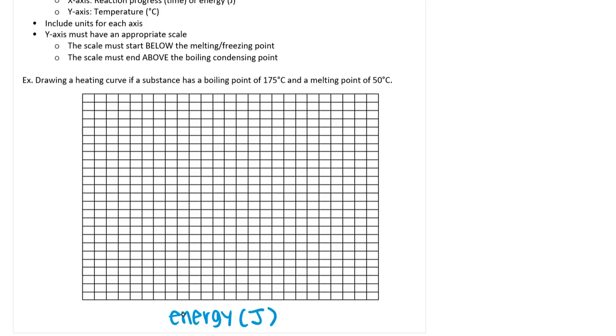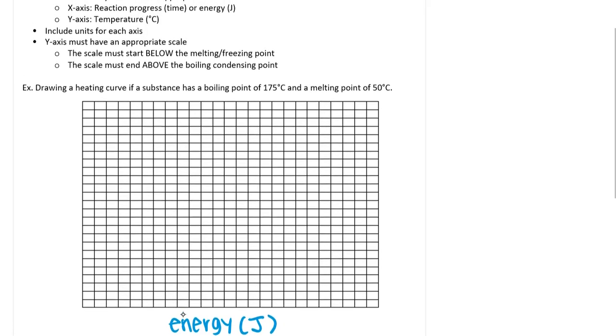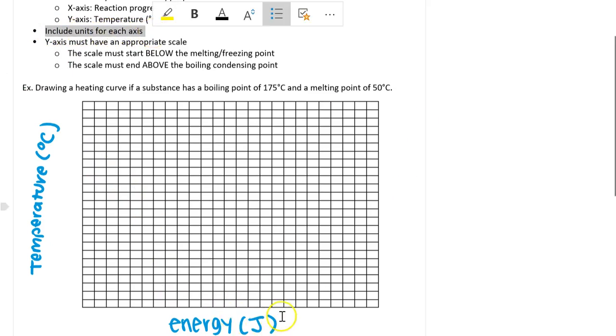Let's say we were recording temperature readings every 10 seconds. We would put reaction progress along the x-axis, and in parentheses we would put seconds. The y-axis is always going to be temperature in degrees Celsius. So we want to label the x-axis with energy, the y-axis with temperature, and include units for each axis, which I did. We record energy in joules and temperature in degrees Celsius.